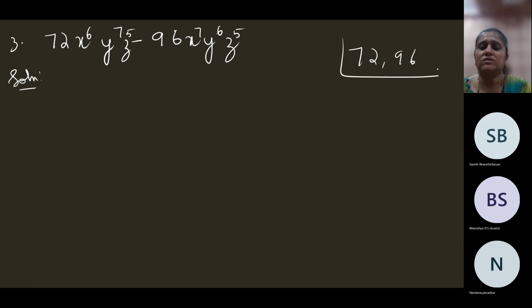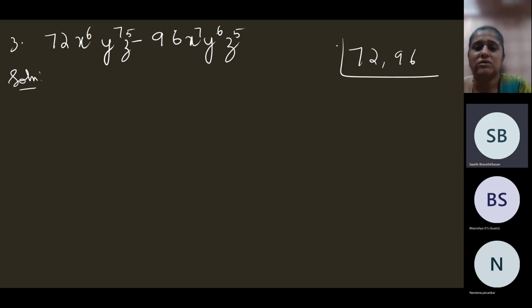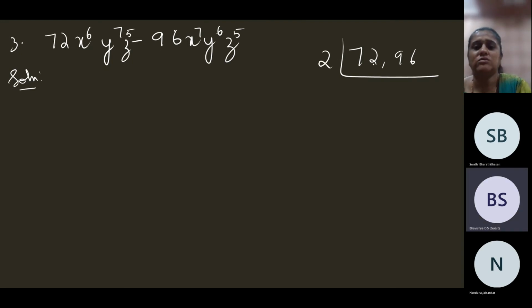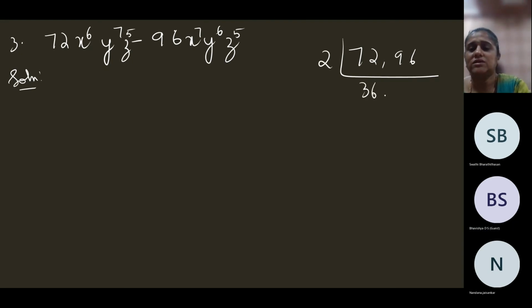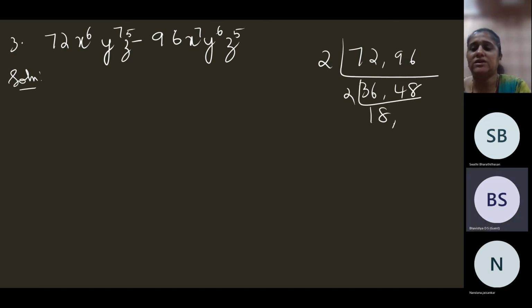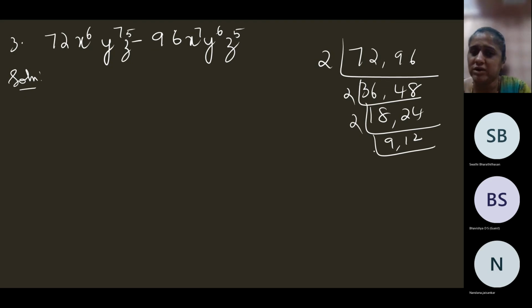You know this method, right? All of you. Yes, ma'am. 2, 36, 48. Then again 2, 18 and 24. Can you take 2 again? No. For HCF, both the numbers must be divisible by the prime number you're taking. So you cannot take 2 now. You have to take 3. That's all. You cannot divide this beyond.